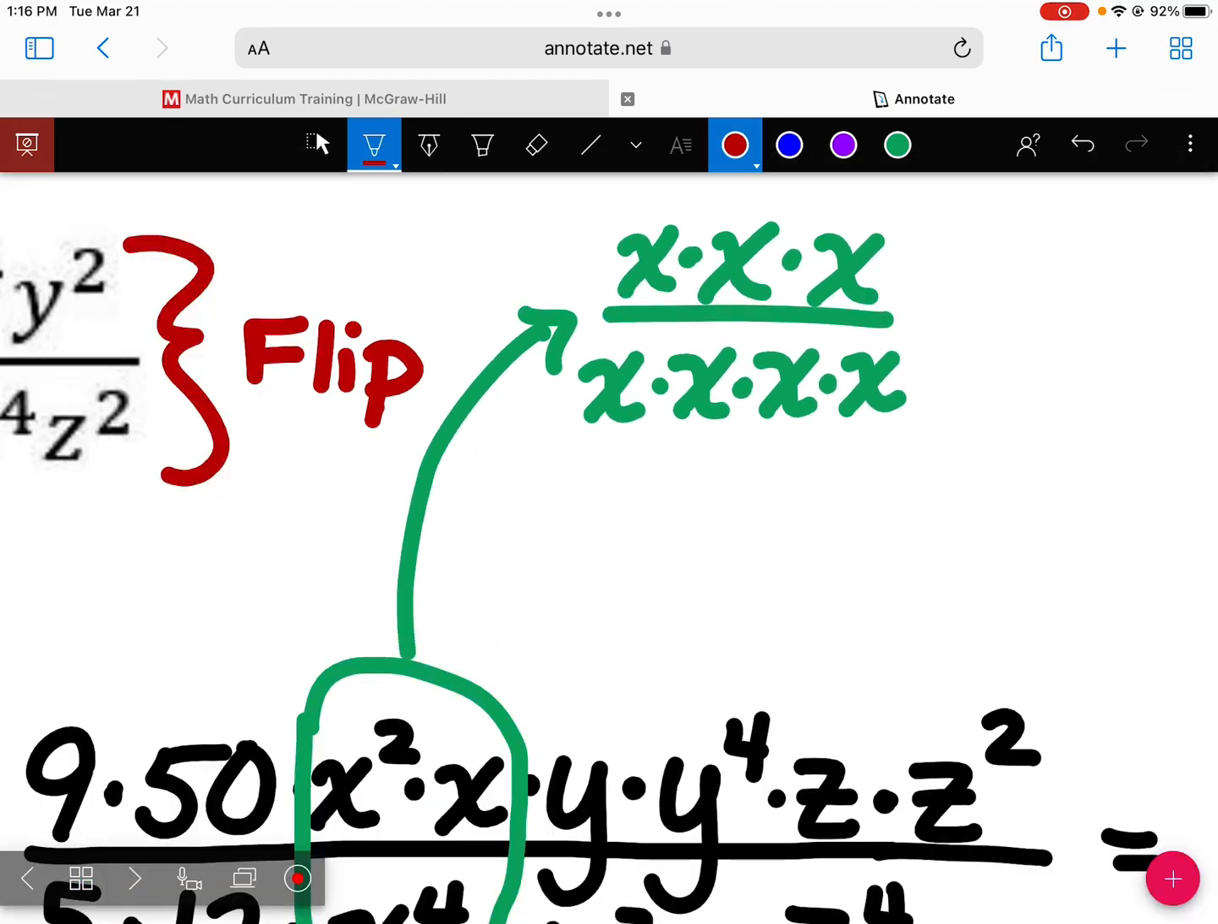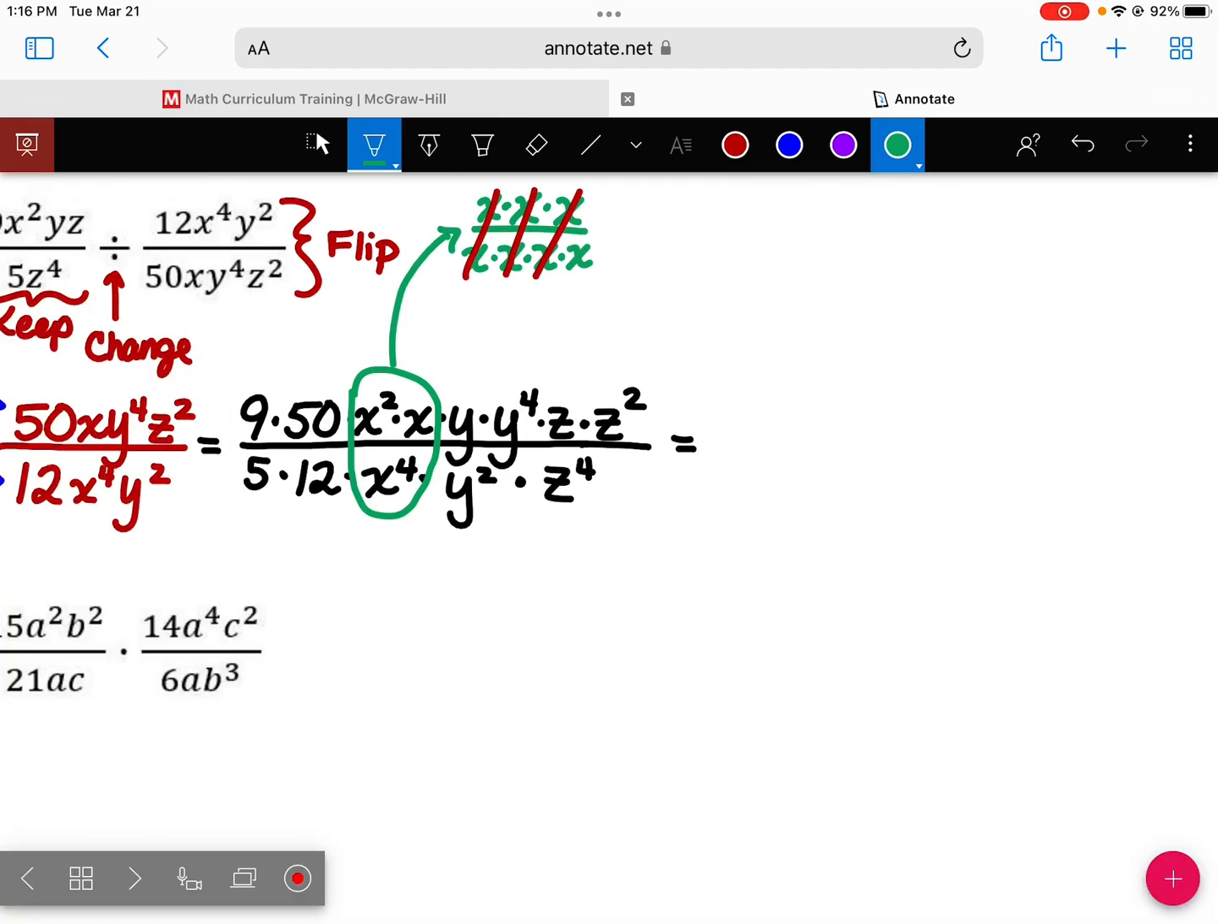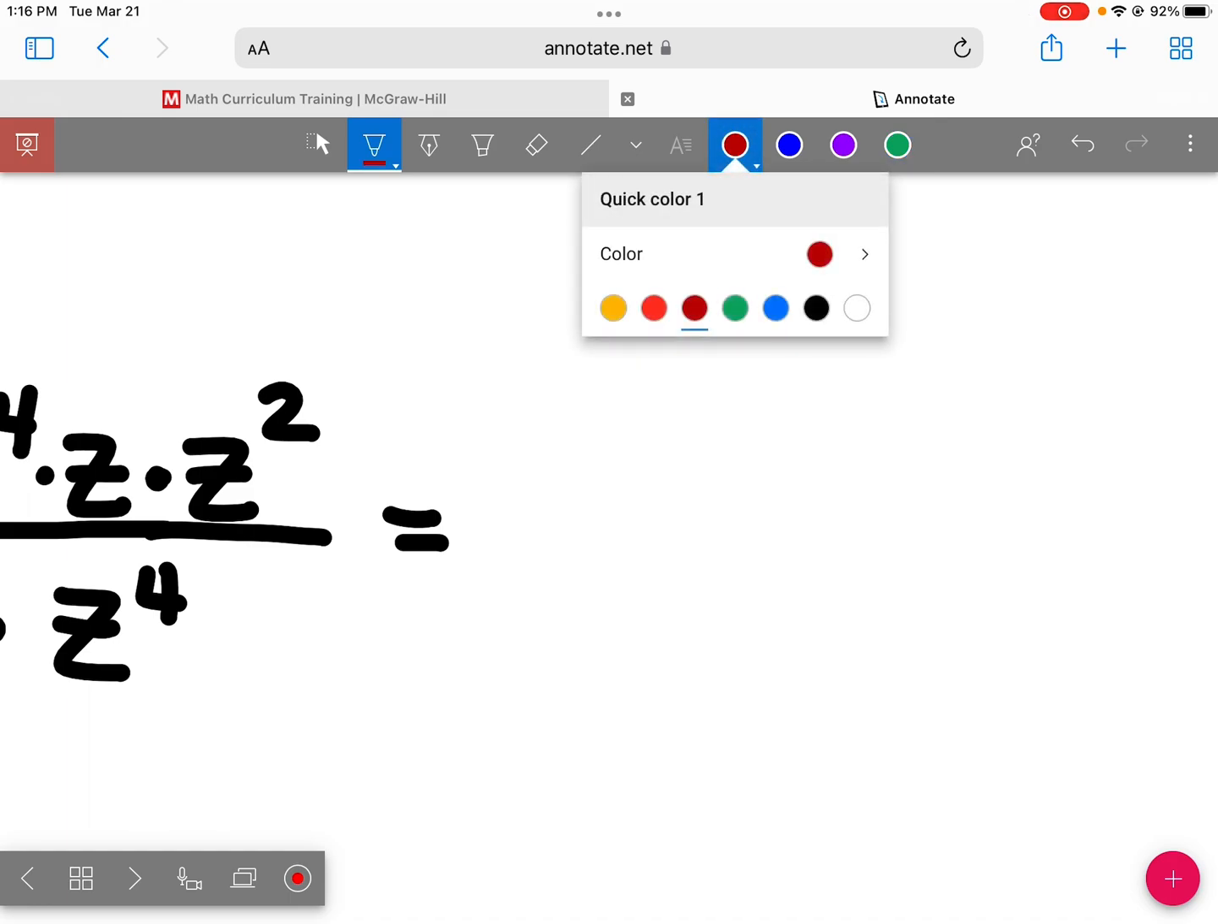Anything that's exactly the same, top and bottom, can cancel out. Do I have anything that I can cancel? Yes, I can cancel these x's, and these x's because they're identical. Do I have any x's left? 1. Is it on top or on bottom? Bottom. So when I come over here, it's going to go on the bottom.